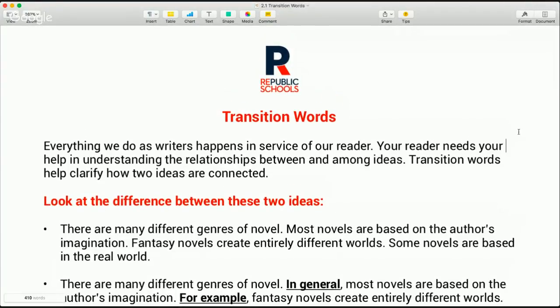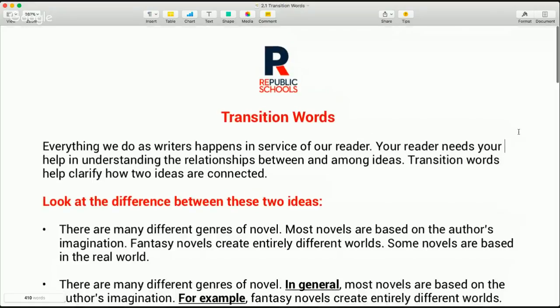As you guys know, everything we do happens because we need to help our reader. You, as the writer, are smarter than your reader. Your reader, therefore, needs your help to understand the relationship between and among your ideas. When you use a transition word, you help your reader to understand how two or more ideas are connected.